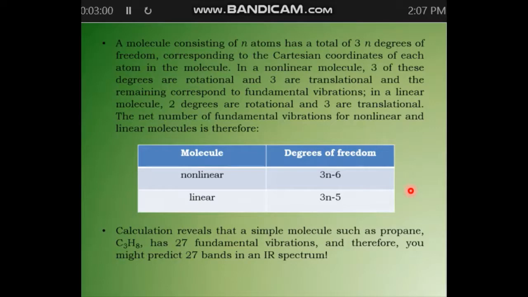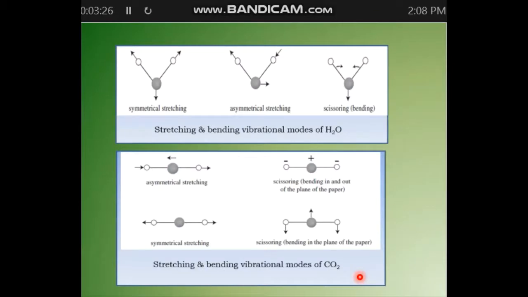For example, propane, which has molecular formula C3H8, is a non-linear molecule. So the degree of freedom is 3n minus 6, and it has 27 fundamental vibrations. Therefore, we might see 27 bands in the IR spectrum. This is an example of stretching and bending vibrations of water molecule H2O, and also stretching and bending vibrations of molecule CO2.